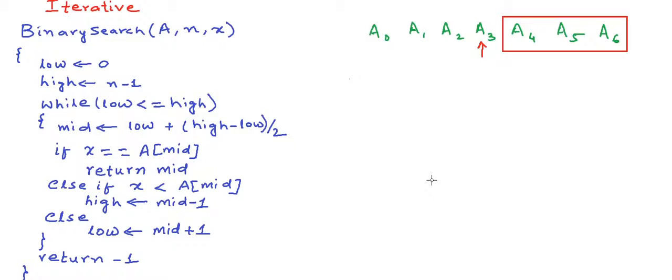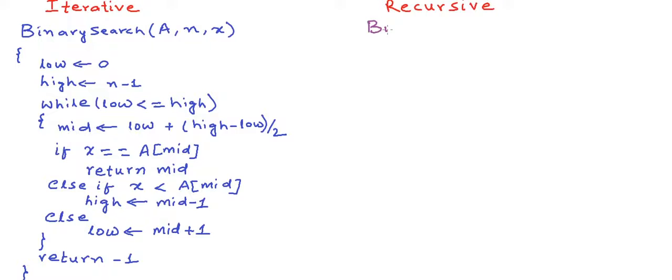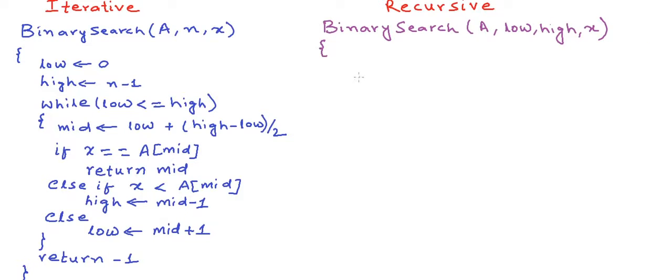Binary search is a typical example of a divide and conquer algorithm in which at each step we are dividing the problem into half. Let us now write the recursive implementation. Once again, I will write a method binary search that will take a sorted array A, and this time the arguments will change a little. We will take two arguments, low and high, to mark the segment of the array in which x may lie at any stage, and x is the element to be searched for. Once again we will calculate the mid index, and then we will have three conditions.